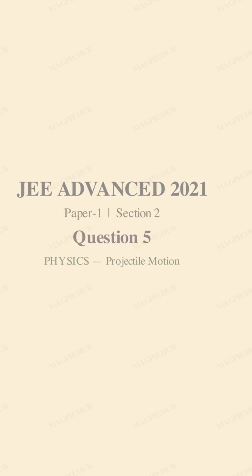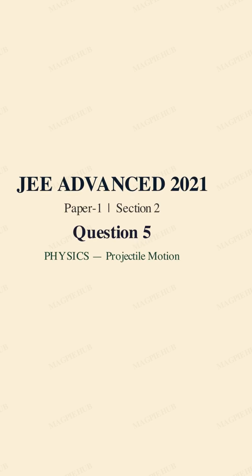JEE Advanced 2021, Paper 1, Question 5. Physics Projectile Motion. Let us visualize the setup. A projectile is thrown from point O on the ground at 45 degrees from the vertical, which means 45 degrees from the horizontal, with speed 5√2 meters per second.